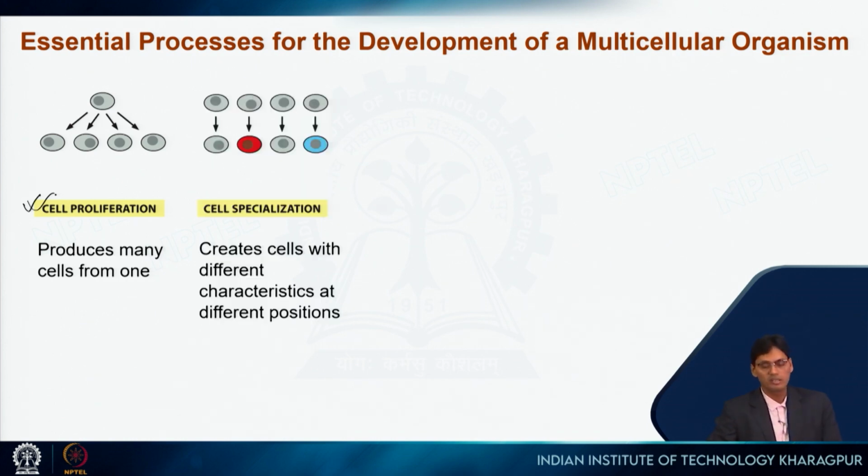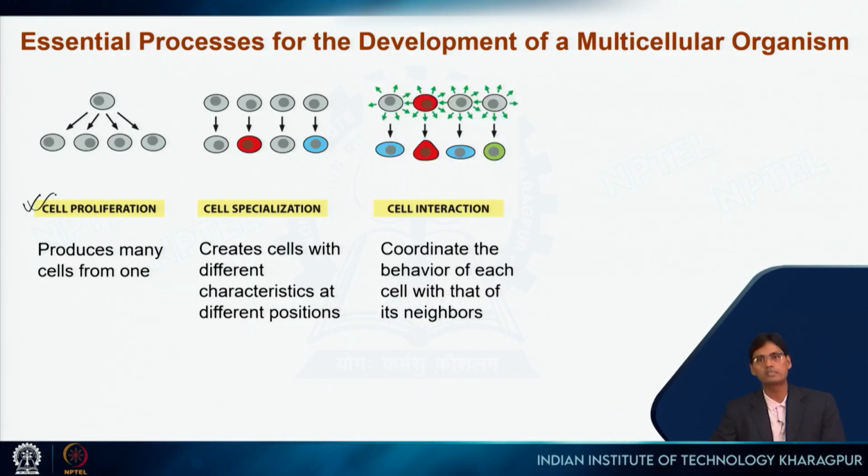The next thing is cell specialization. This creates cells with different characteristics at different positions. For example, our nerve cells have unique features and a unique function. On the other hand, some cells present in the liver or pancreas are also busy doing their specialized functions. So cells need to be specialized over time during development. That is also an essential step during the development of a multicellular organism.